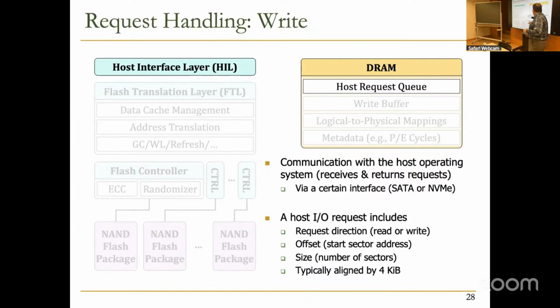So a host IO request includes several attributes. For example, the request direction, whether it's read or write, and the offset, which is a start sector address. This sector terminology actually comes from hard disk drives, but we are still using it for SSD as well for compatibility reasons. And also the size of the request, which is the number of sectors that we are reading. This request is also typically aligned to 4 kilobytes, and that's the page size that we usually have in our IO system.